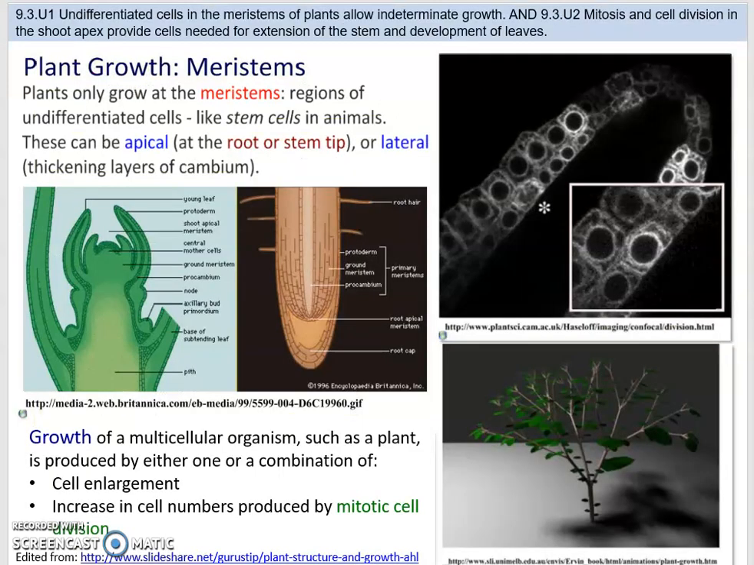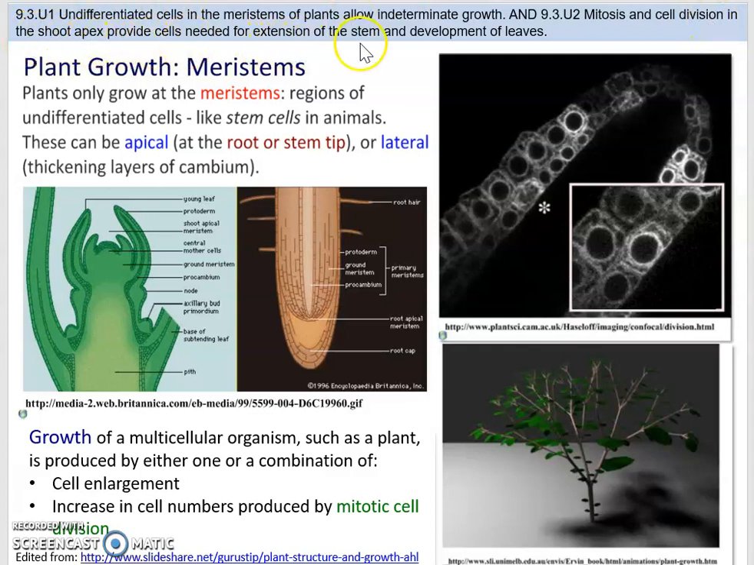So here we're looking at the syllabus statement, which says undifferentiated and specialized cells in the meristems of plants, the plant's stem cells, if you like, allow indeterminate growth. That means that plants can grow all the way through their life, unlike animals, which when they hit adulthood obviously stop growing.